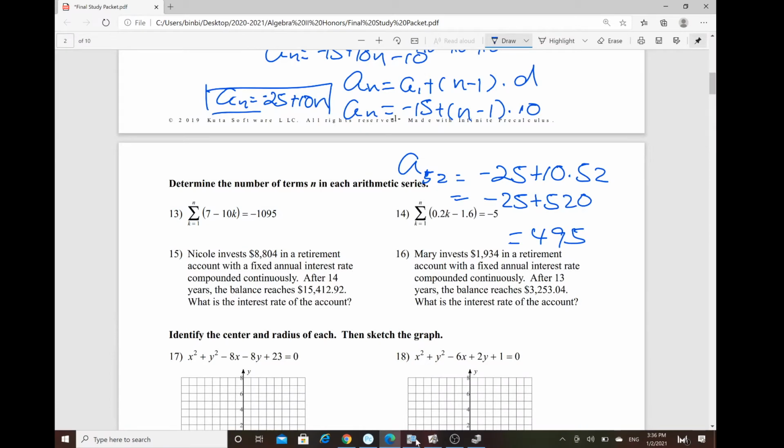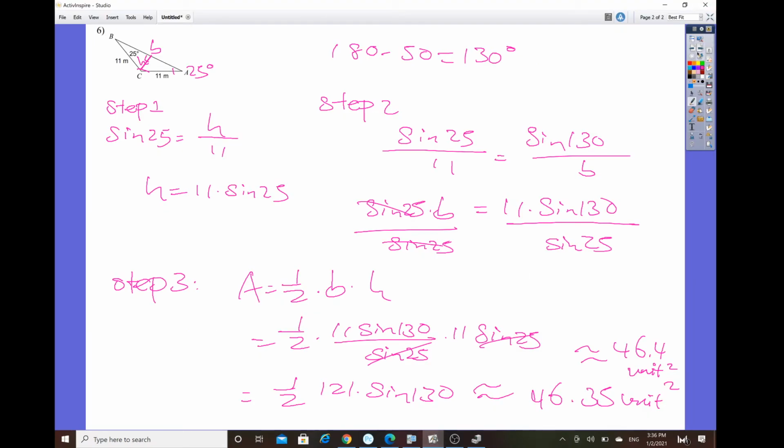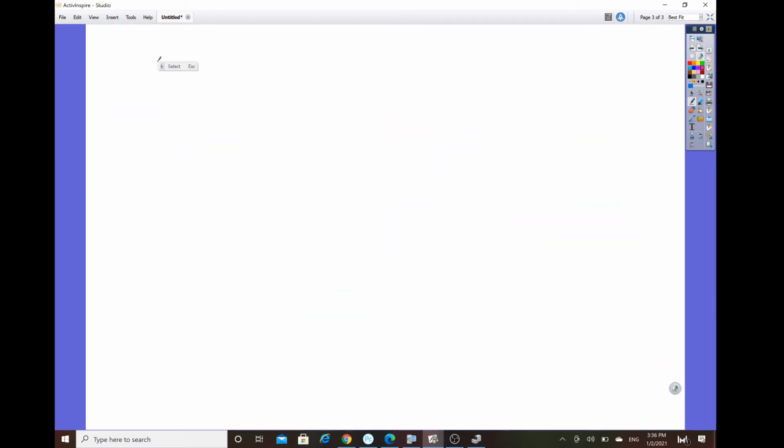Okay, so now to look at number 13. Again, I'll put it into the new slide here. Copy and paste. So what we already know is that the sigma is just the sum of the entire arithmetic series, starting from the first term, k equals 1, so 7. And by the way, with a binomial, we can always expand it or separate them. So 10, that's just the coefficient. So 10 times the sigma with k equals 1 all the way to n terms of k. So the total is negative 1,095.